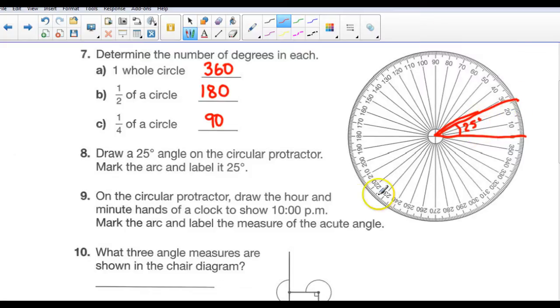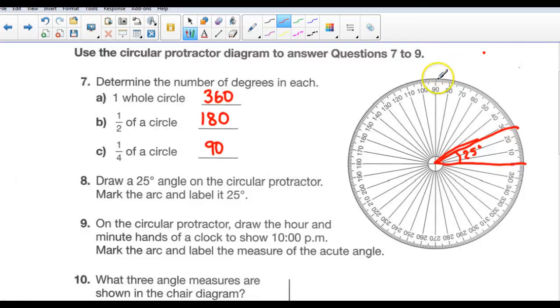Okay? On the circular protractor, draw the hour and minute hands of a clock to show 10 p.m., mark the arc, and label to measure the angle. Well, we all know what a clock looks like. Right at the top it says 90 degrees, so we're going to write 12 o'clock here. Over here is the 3 o'clock position. Down at 270 is the 6 o'clock position. At 180 is the 9 o'clock position.